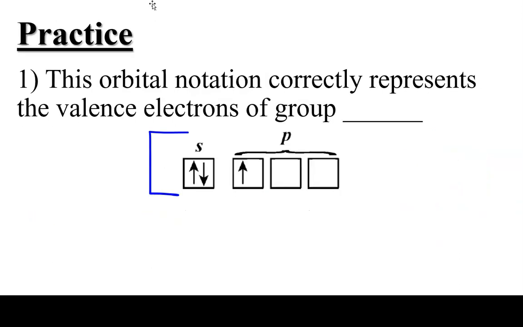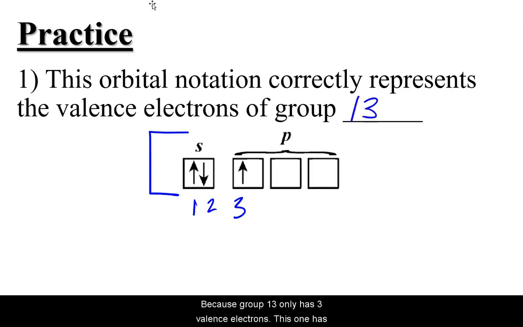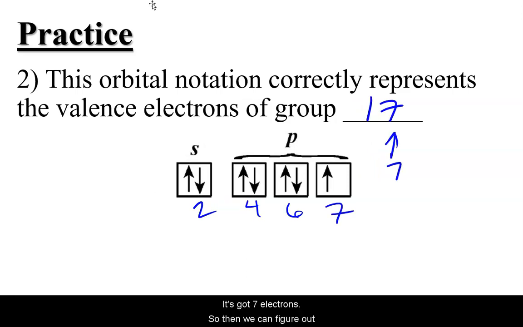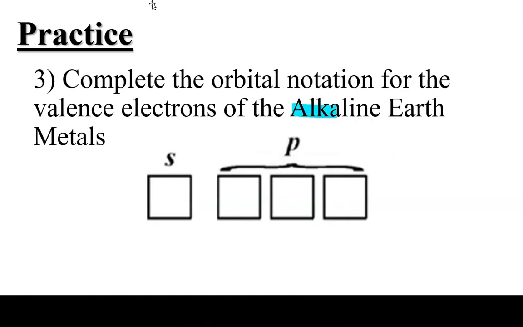Alright, so let's practice. Notice this has only 3 electrons. So we can safely assume that this is in group 13 because group 13 only has 3 valence electrons. This one has 7 electrons, which means it's group 17. So then we can figure out the orbital notation for the alkaline earth metals. Your alkaline earth metals are your second group, which means that it only has 2 valence electrons, 1 and 2.